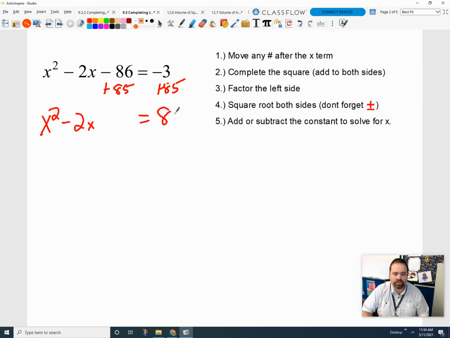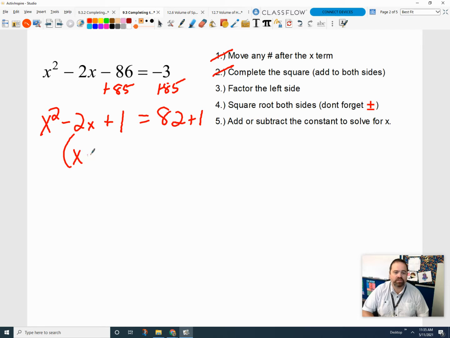And I've got an 82 on the right here. I'm going to fill that hole in with the constant that completes the square. So to complete the square, take half of this number. Right, this is all in your head. Half of negative 2 is negative 1, and you square that. So negative 1 squared is positive 1. So I'm going to add positive 1 to both sides. So now I've moved this. I completed the square. Now I'm going to factor the left-hand side.